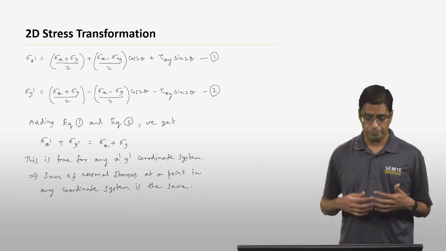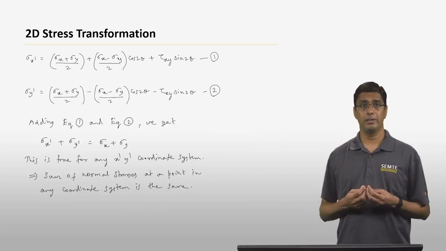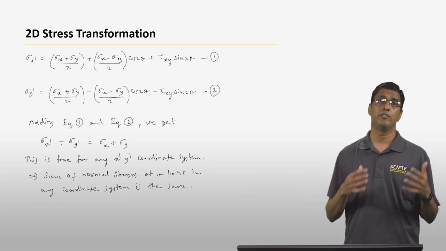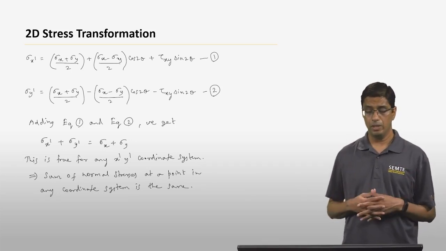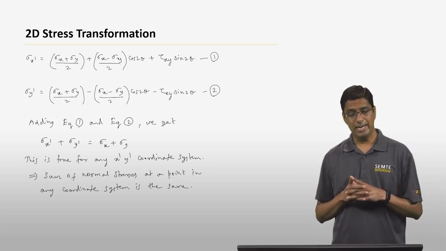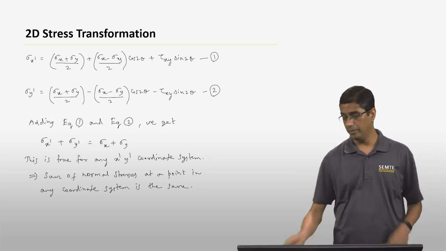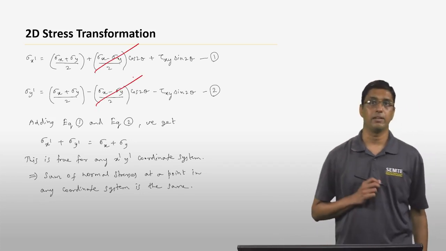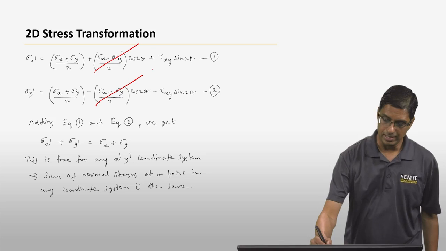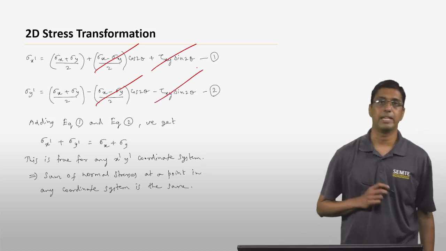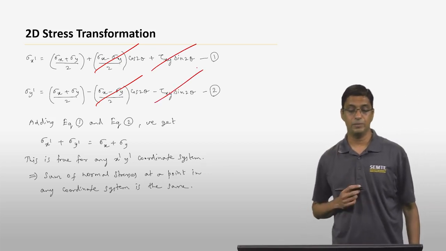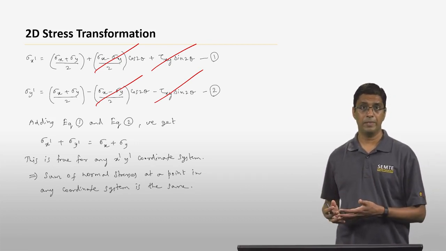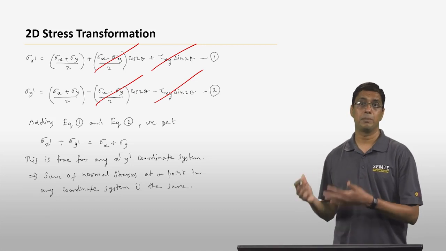Okay, so a couple of things I want to note about this equation. If you look at these equations for sigma x prime and sigma y prime, what you see is that if you add sigma x prime and sigma y prime, this term and that term get cancelled off. Similarly, this term and that term get cancelled off. So if you add equations 1 and 2, what you're left with is that sigma x prime plus sigma y prime is equal to sigma x plus sigma y.